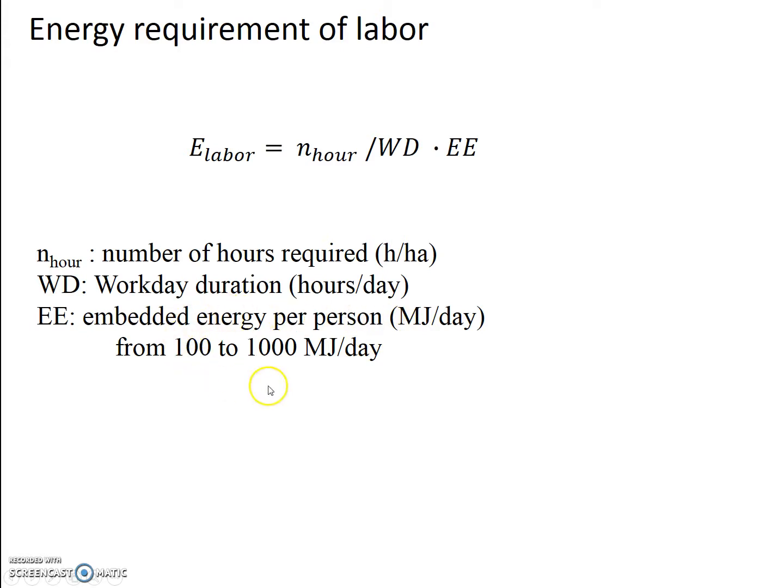This is a quite obscure concept because it depends very much on the standards of living of the farmer. We put here values from 100 when we are under, let's say, less intensive agricultural systems, less developed countries, to 1000 megajoules per day when we consider farmers in very highly mechanized systems in well developed countries.